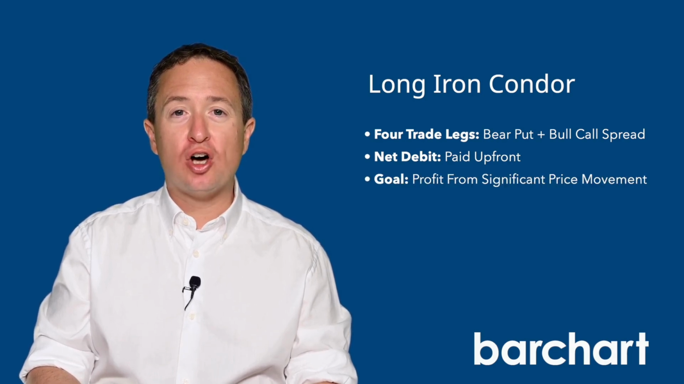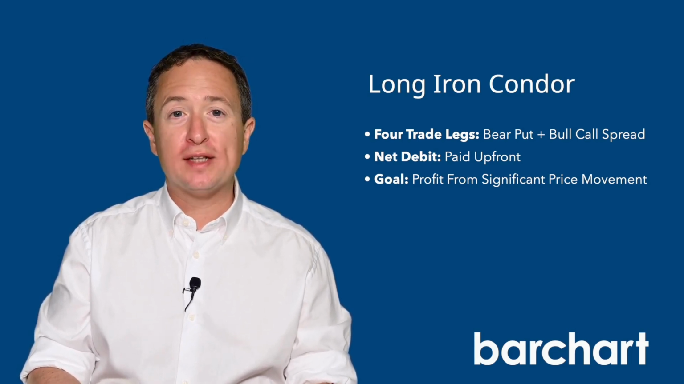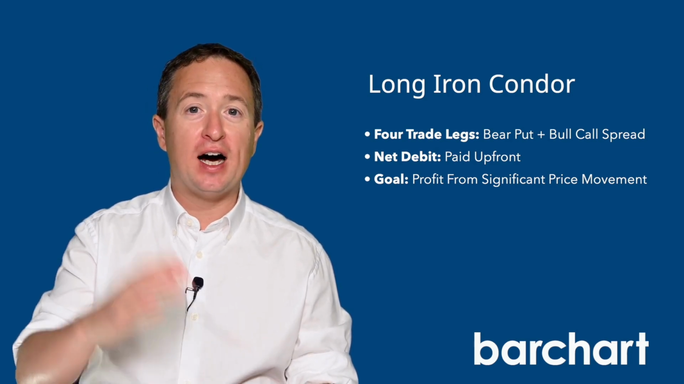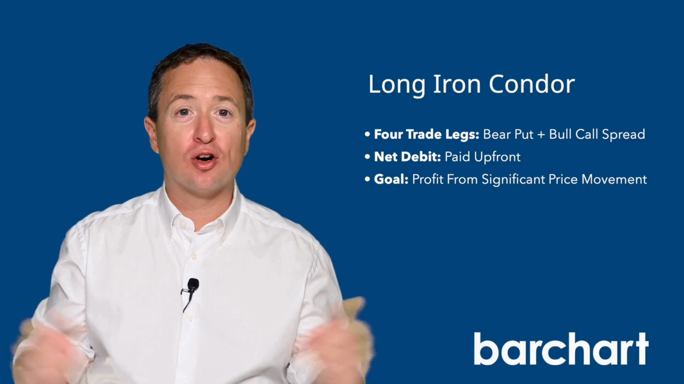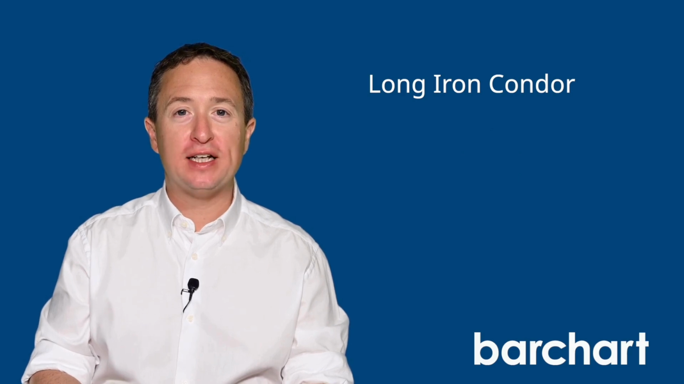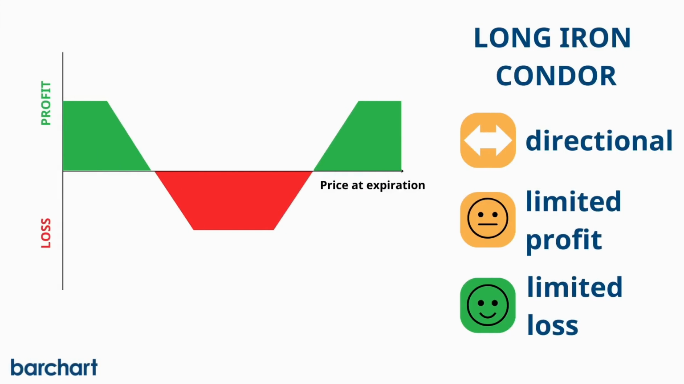The goal of the long iron condor is to profit from an anticipated rise in volatility. So the trader wants the underlying asset's price to move significantly in either direction at or before the expiration date. The maximum profit condition happens when the underlying asset's price either exceeds the short call strike or trades below the short put strike at expiration.